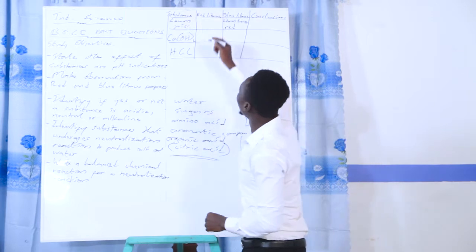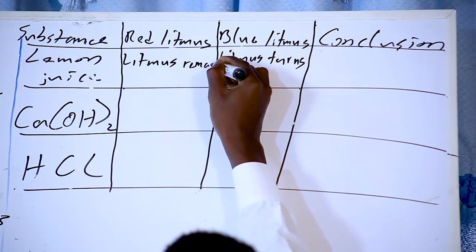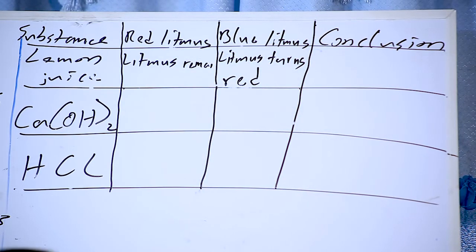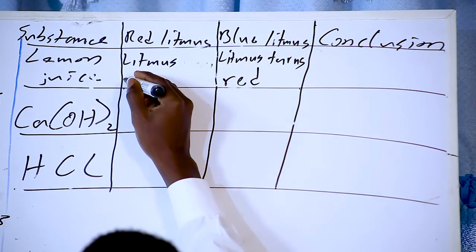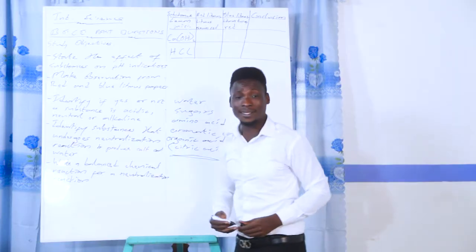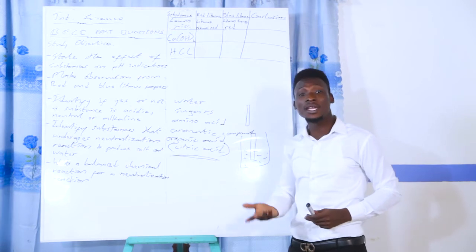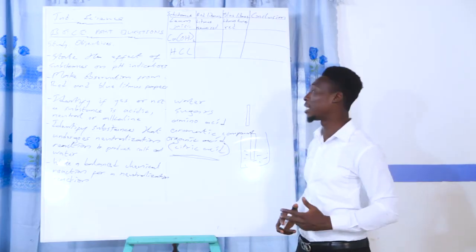So all that you say is that litmus remains red. Or better still, instead of using remains, you can say stay red. So litmus stays red. You don't say litmus turns red, because it is already red. When you say litmus turns red, it means that perhaps you copied from somebody, and any experienced marker is going to realize that and penalize you for it.